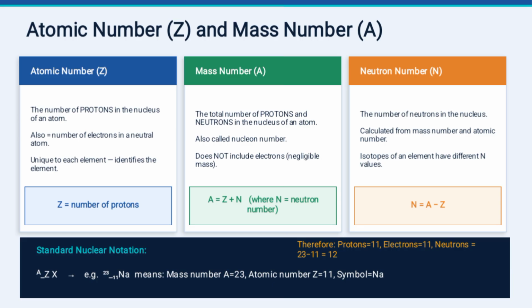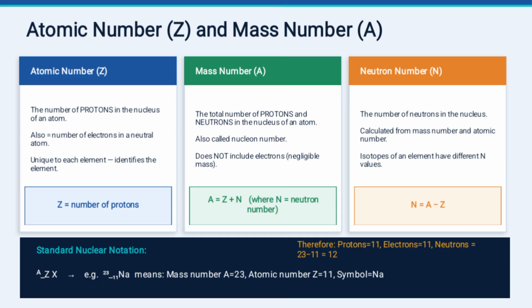It is also called the nucleon number. So the mass number, which is designated as A, is Z plus N, where N is the neutron number. Then the neutron number is the number of neutrons in the nucleus. It is usually calculated from mass number minus atomic number. Let's look at a typical sodium atom, 23 over 11. 23 is the mass number, 11 is the atomic number.